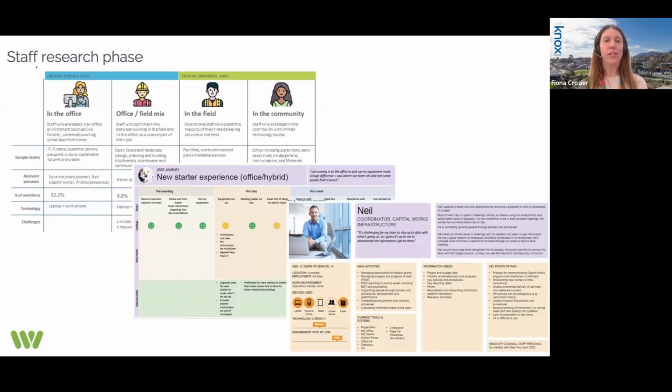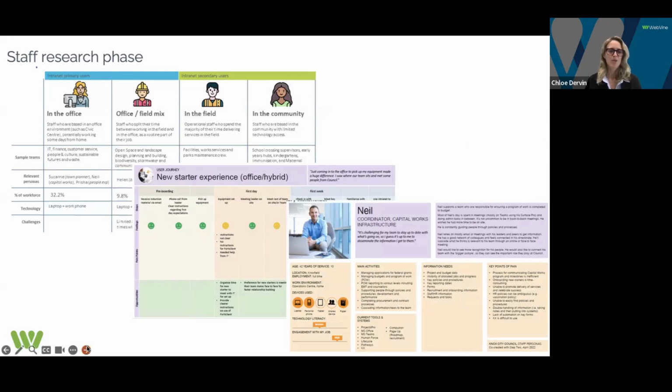The other piece of research that we did was to work with our service groups to understand the top tasks that staff were coming to them for, and what questions they had when they were contacting these service groups. So that helped to shape some of the content that staff were most frequently looking for.